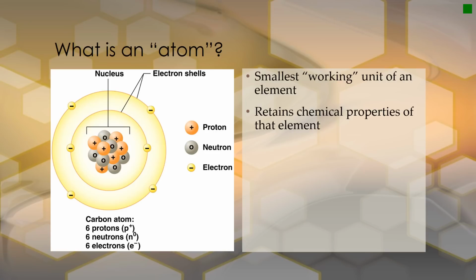So if you looked at an element like carbon, here we show a carbon atom in the diagram. If you looked at the thousands of carbon atoms that exist in maybe the table that's in front of you, if you're sitting at a table, all of those carbon atoms will have similar chemical properties. If you take each individual atom, it'll still behave as the other atoms do within that element. That's why it's called the smallest working unit of the element.